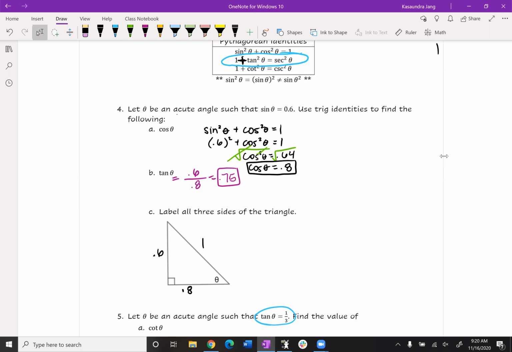All right, so Sky, can you tell me how you're starting this number 5? Might not be done yet, but how are you starting it? Okay.